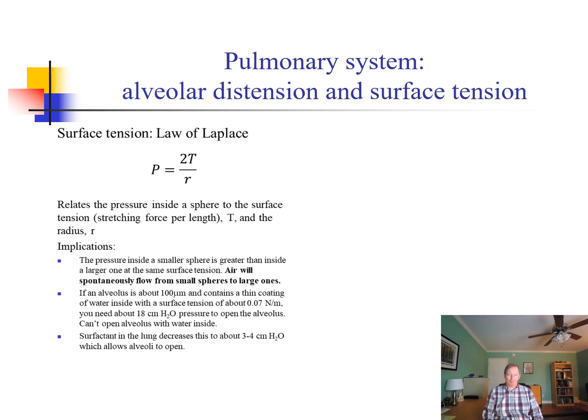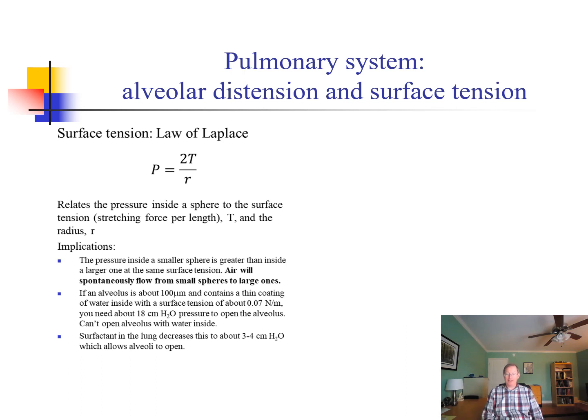Now, if I look at the pressure related to the surface tension, if an alveolus is about 100 microns and has just water inside, that gives a surface tension of about 0.07 newtons per meter. So you need about 18 centimeters of water pressure to open the alveolus. Well, you can't do that. You've got at most 7.5, so you can't open alveoli that collapse.